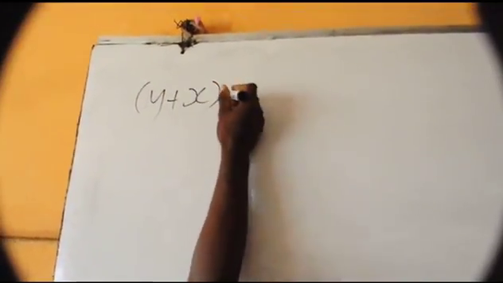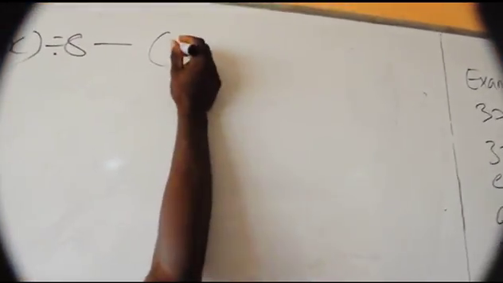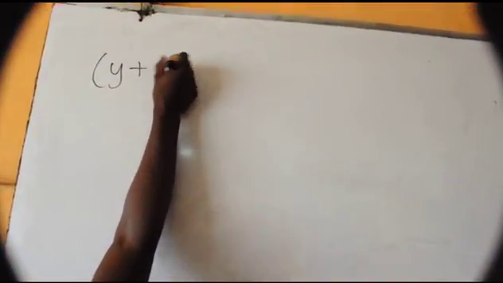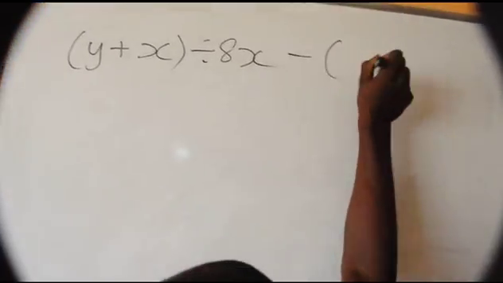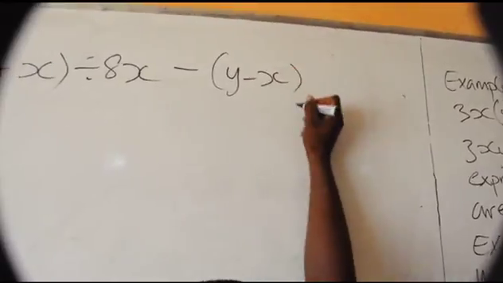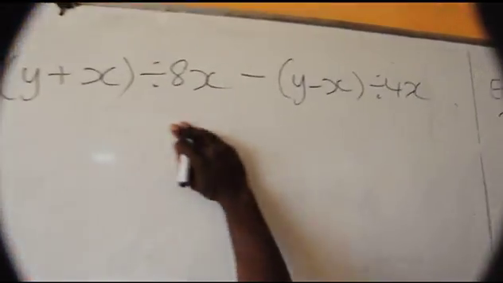So here now, we have y plus x in brackets divided by 8x, minus, we have y minus x in bracket divided by 4x. So we want to look at how to remove this bracket now.